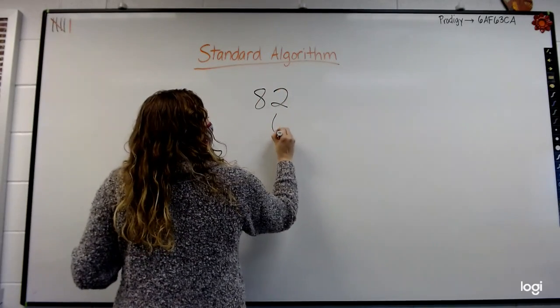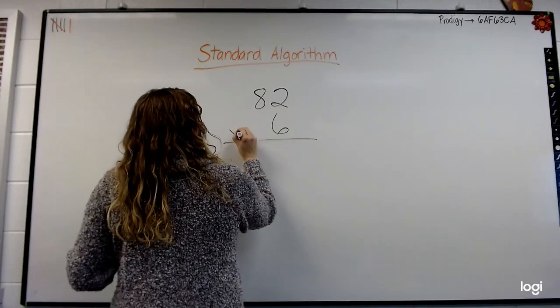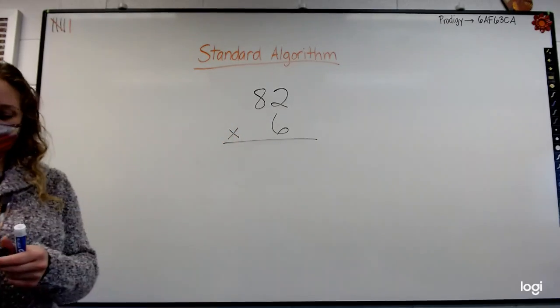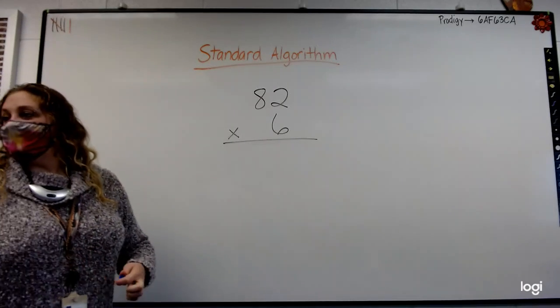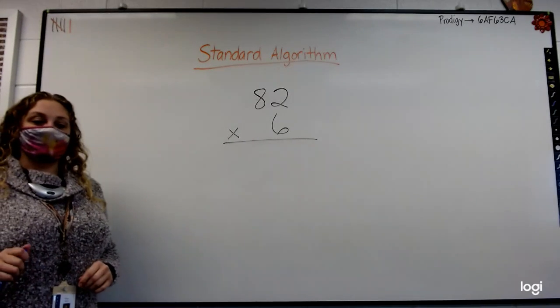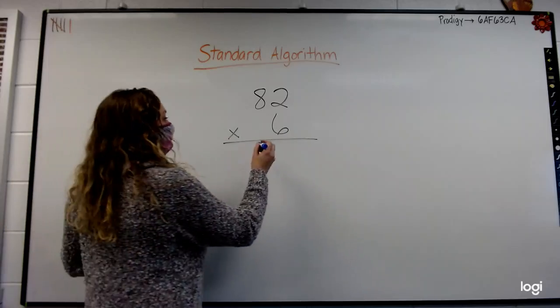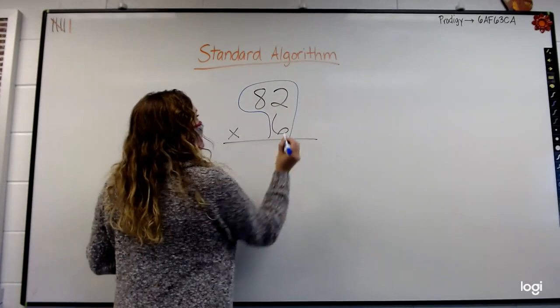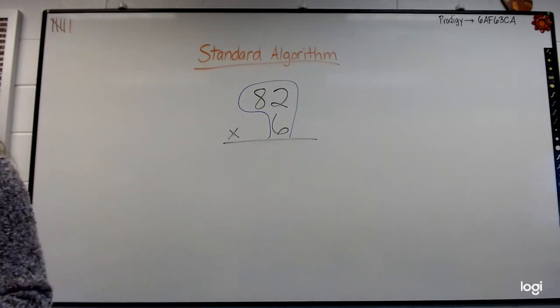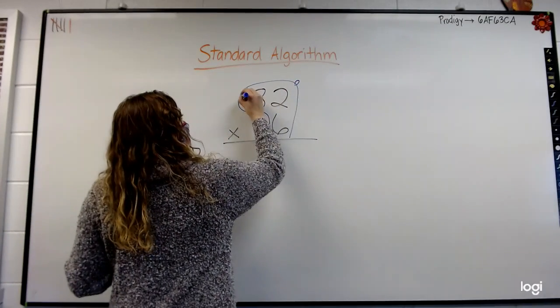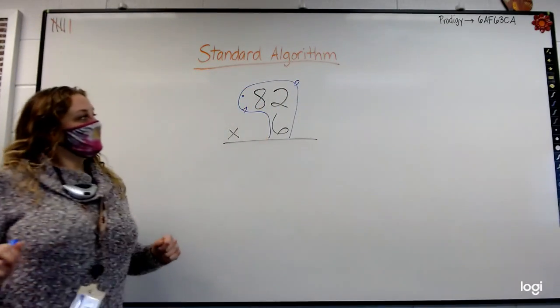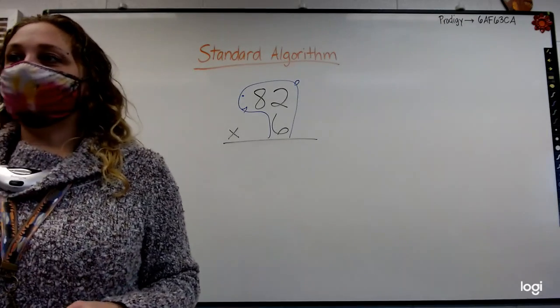82 times 6. Anita got to draw that turtle. Turtle, turtle. You don't have to do all the goofy stuff on it if you don't want. Some people like it. I'm kind of one of those people. You just like drawing. I do. Okay.